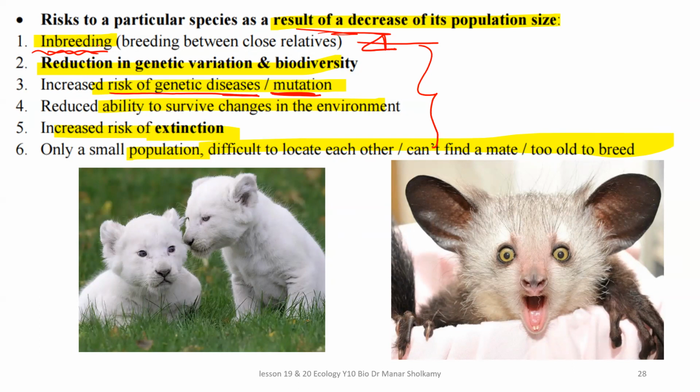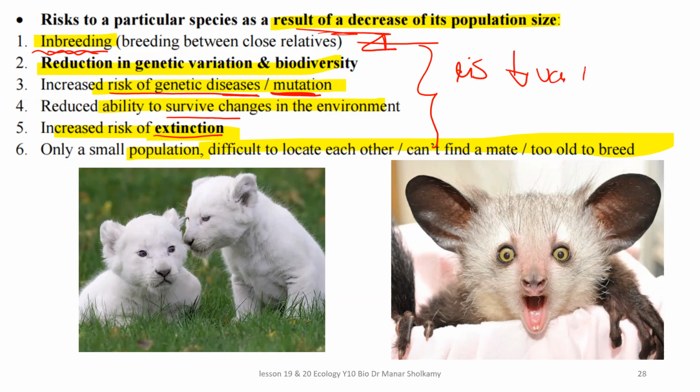Now, the problem is the disadvantages of lack of variation, the same list of disadvantages, even though it is sexual, because there is very little variation. Brother and sister look the same. If there are any changes in the environment, they will not adapt. Less variation. If there is a genetic disease, it will definitely appear in the children. If there is a mutation, it will definitely appear in the children. Okay? Clear? Reduced ability to survive changes in the environment, increased risk of extinction.